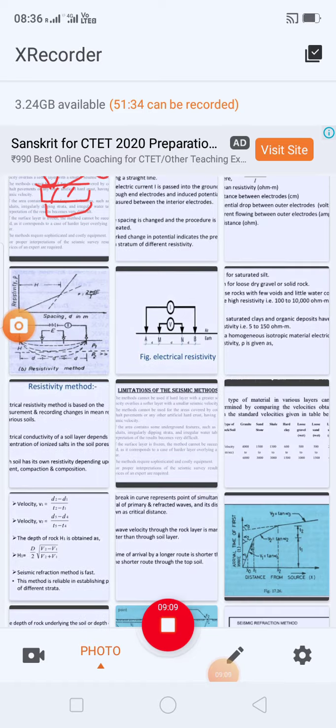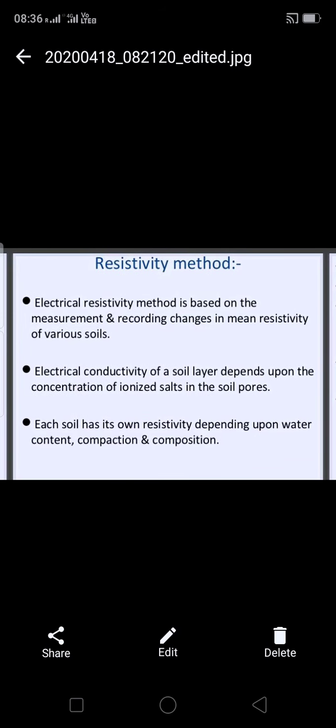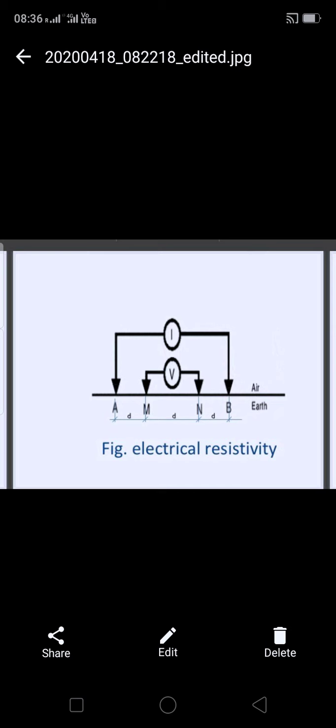Next is the resistivity method. The electrical resistivity method is based on the measurement and recording of change in mean resistivity of various soils. I will show you a figure here. Electrical conductivity of a soil layer depends upon the concentration of ion salt in the soil pores. Each soil has a resistivity depending upon the water content, compaction and composition. The figure is like this.